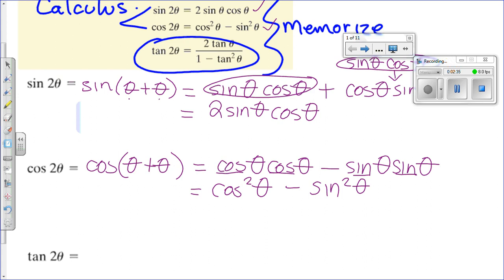Now, I'm going to tell you, and you will see in the following slides, this formula, the one for cosine, has different variations. And those variations come from the Pythagorean theorem, okay? But we'll get to those in a minute.